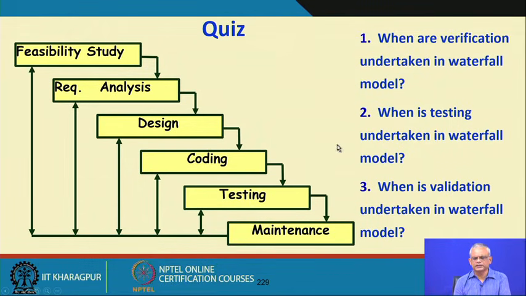When is testing undertaken in the waterfall model? Okay, to answer this, we can say that the unit testing is done during the coding stage, and the integration and system testing is done during the testing stage. When is the validation undertaken in the waterfall model? Validation, if we remember from our last lecture discussions, is basically system testing, and system testing is undertaken during the testing stage.